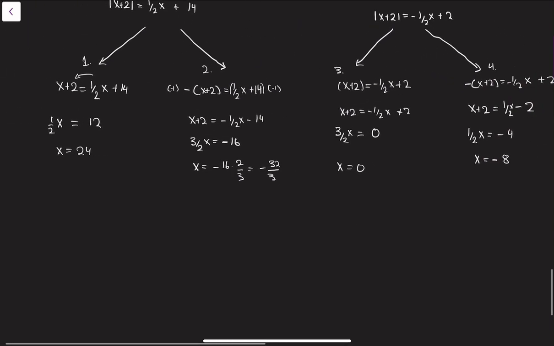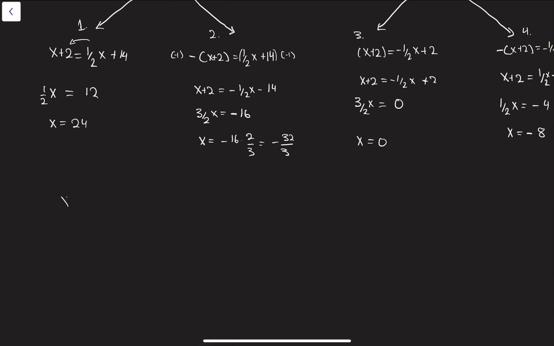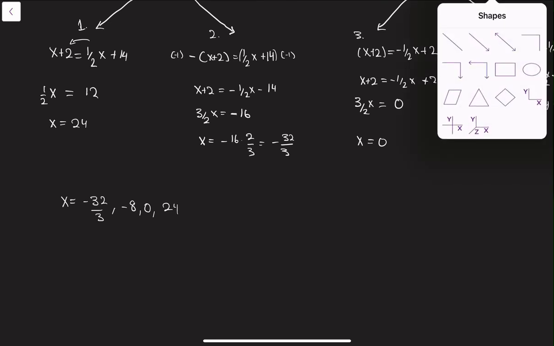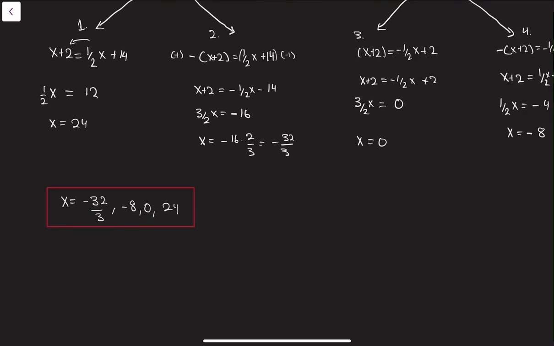Great. So let's order our solutions. x is equal to negative 32 over 3, negative 8, 0, and 24. And that's our solution. Again, you can plug these in and check to see if they hold true. All of them hold true. I went ahead and checked that for you. So yes, this is solved.